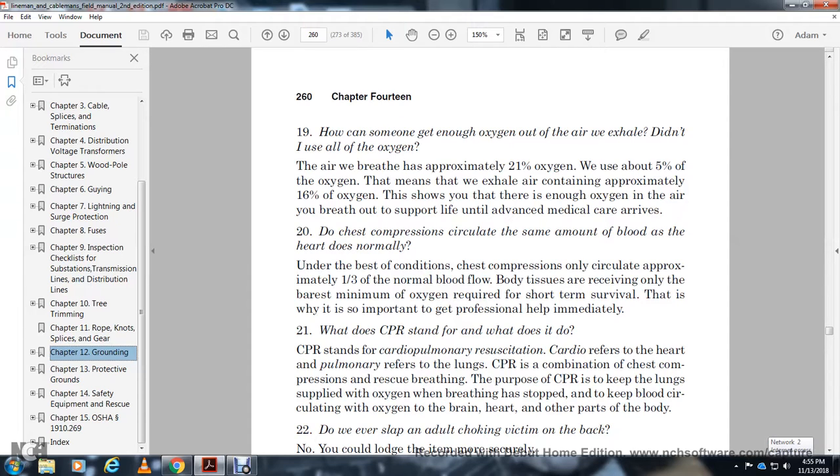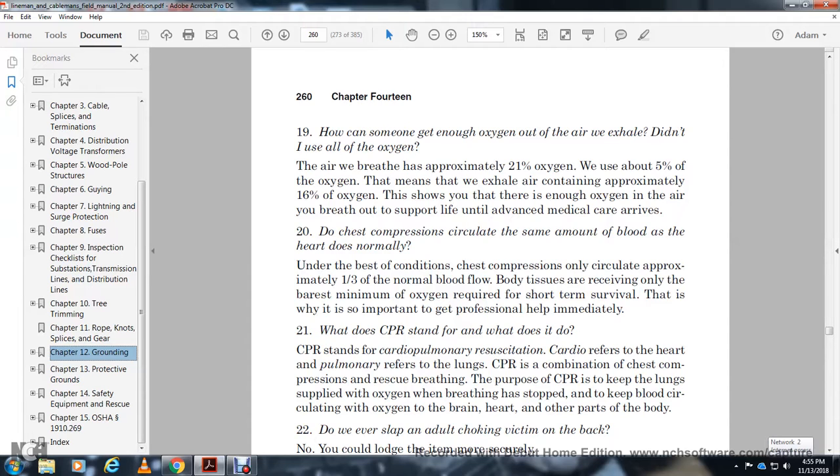How can someone get oxygen out of the air we exhale? The air we breathe is approximately 21% oxygen. We use about 5% of the oxygen, meaning the exhaled air contains approximately 16% oxygen. So there's enough oxygen in the air we breathe out to support the victim until advanced medical care arrives.